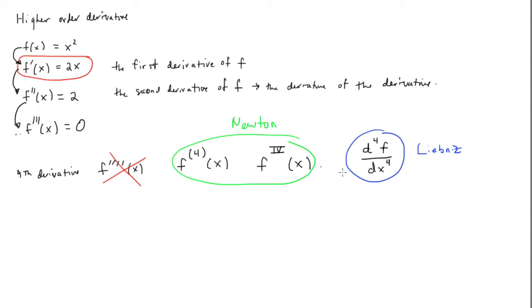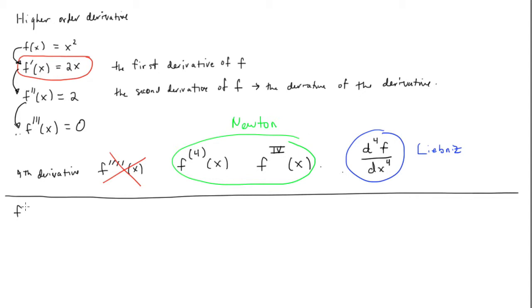Okay, so let's work a slightly more complicated example of this. So let's say instead that we have f of x equals x to the 4th plus 2x cubed minus 7x squared minus 4x. Okay, so now we have sort of an honest polynomial.